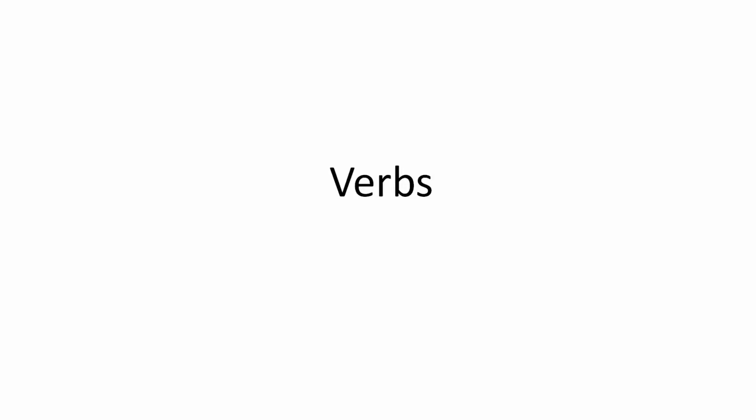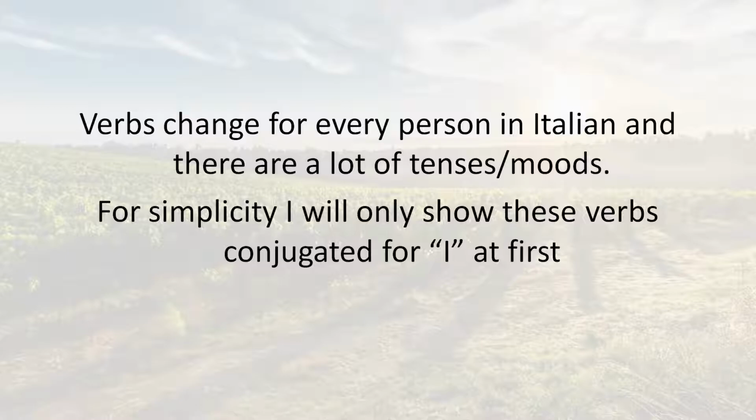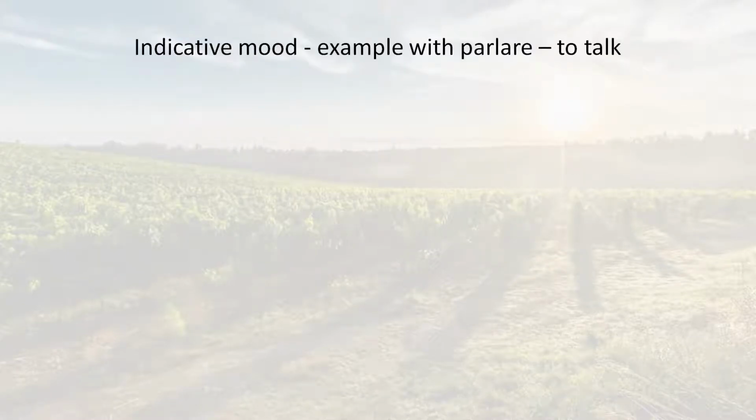Verbs. Verbs change for every person in Italian, and there are a lot of tenses and moods. For simplicity, I will only show the verbs conjugated for I at first. Indicative mood, example with parlare, to talk. Present for constant actions and actions happening now.